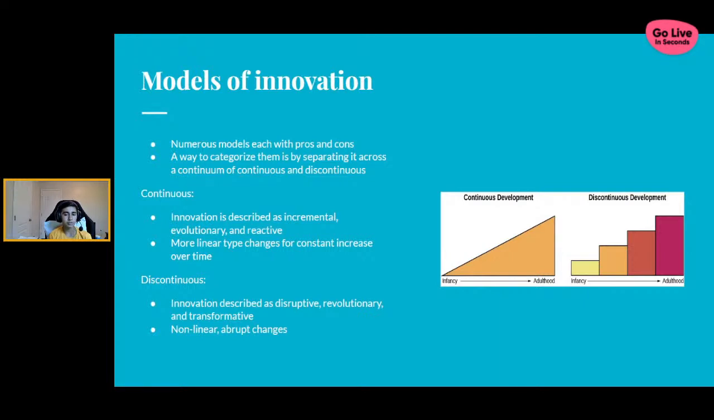As you can see in the picture on the right, we have an example of infancy to adulthood. Obviously, that has nothing to do with this specific topic, but it's a good example of how continuous development and discontinuous development work. You can see that continuous development is a straight line going up, while discontinuous is disruptive, revolutionary, and transformative. So it's non-linear and abrupt changes, more like steps.